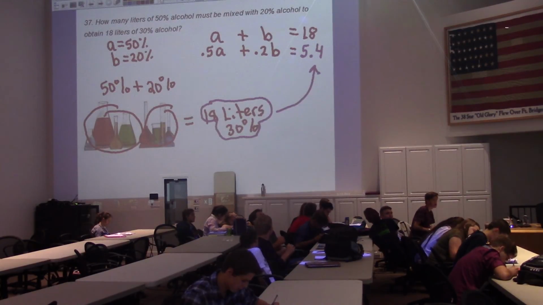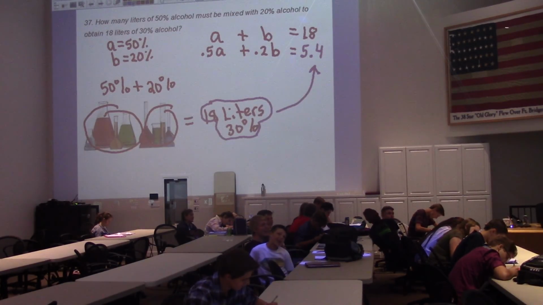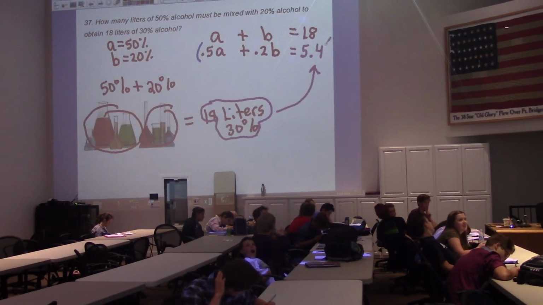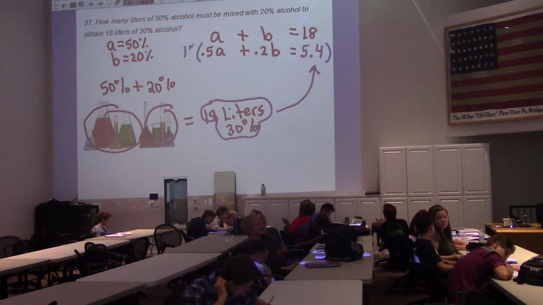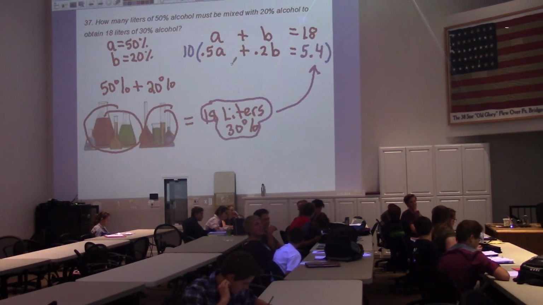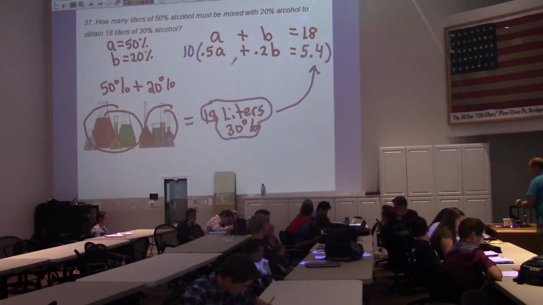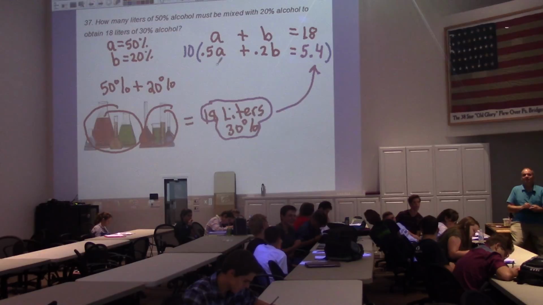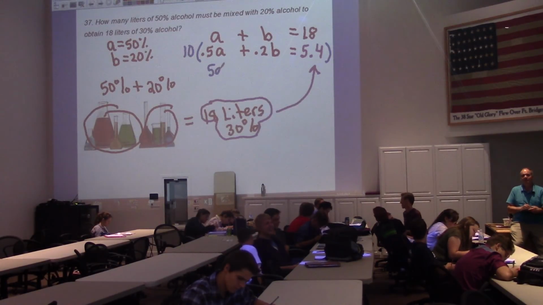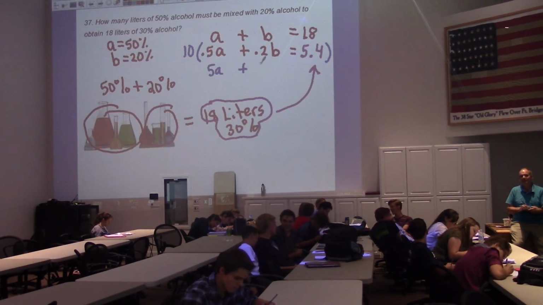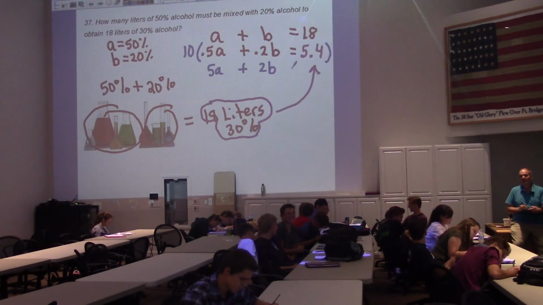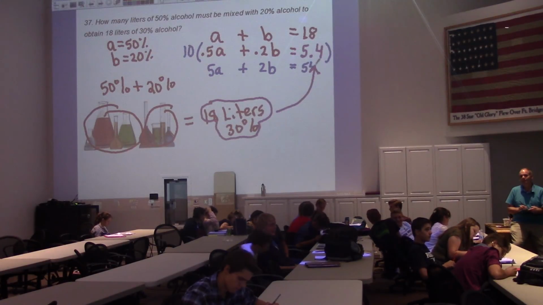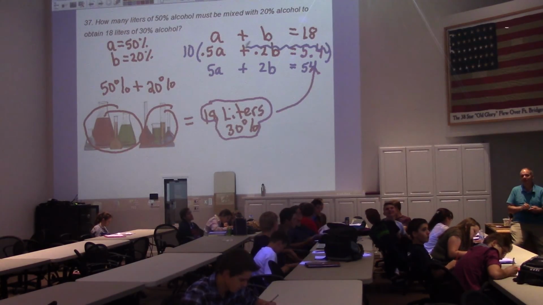You guys fond of decimals? I'm not. Let's get rid of them. How are we going to do it? Right, Emma. Times it by 10. Okay, times it by 10. Right, guys? Okay, you ready? So here we go. This is going to be 5A plus 2B equals 54, right? Okay, cross this out.